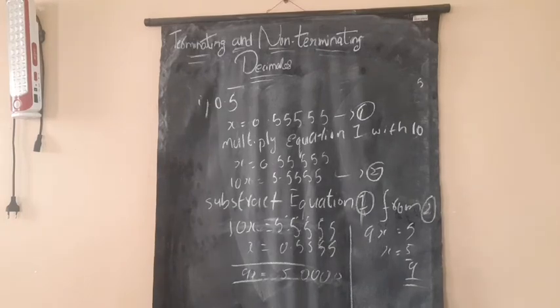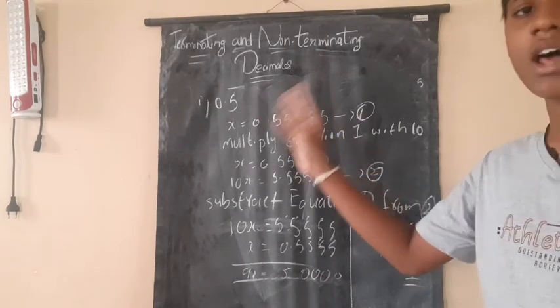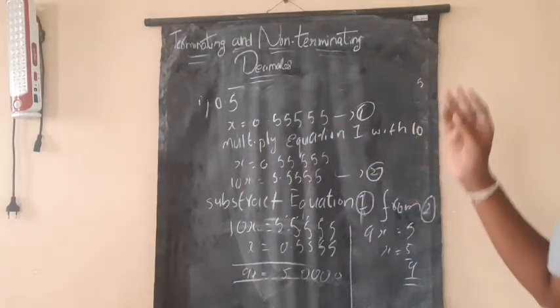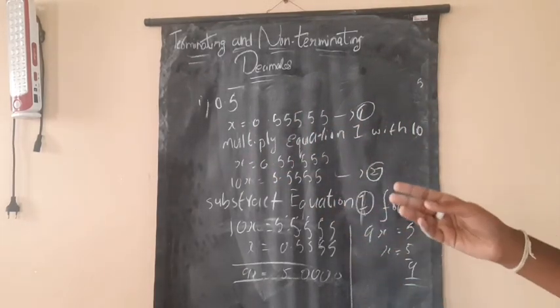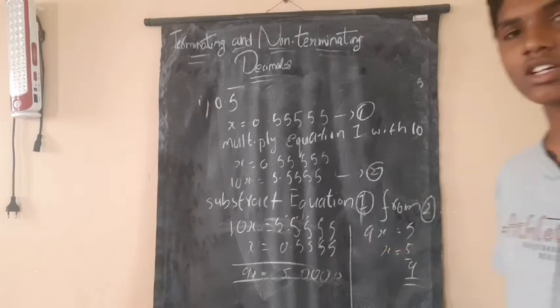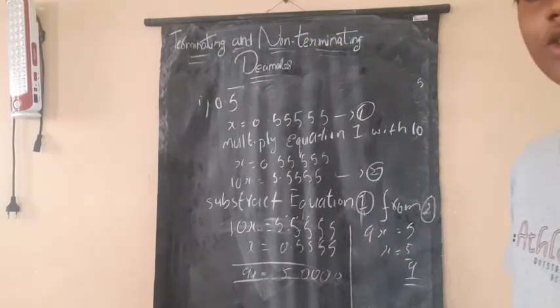Okay friends, this is about changing decimals in bar form, meaning non-terminating decimals, into p by q form, and we also discussed how a terminating decimal turns into p by q form.